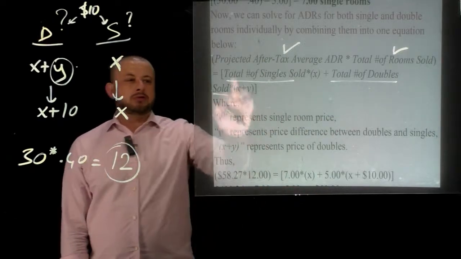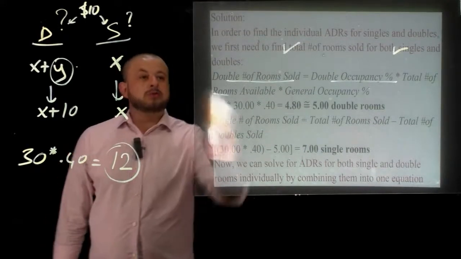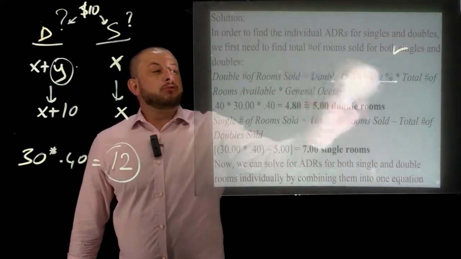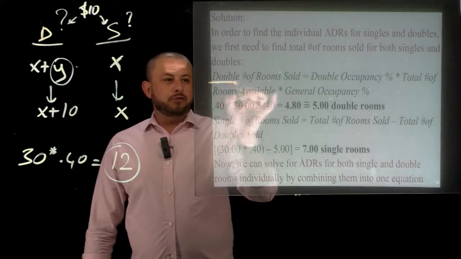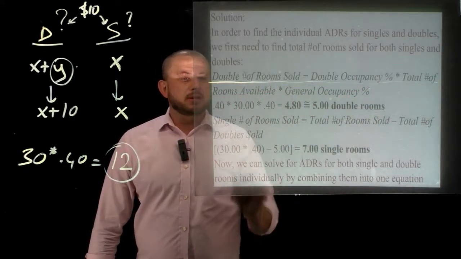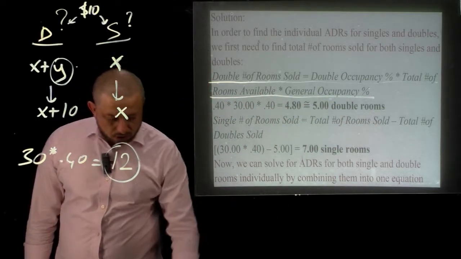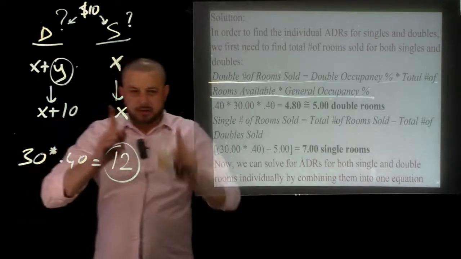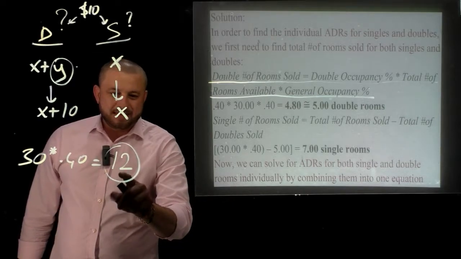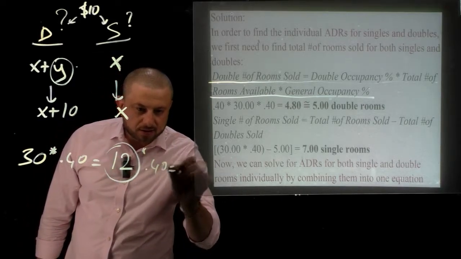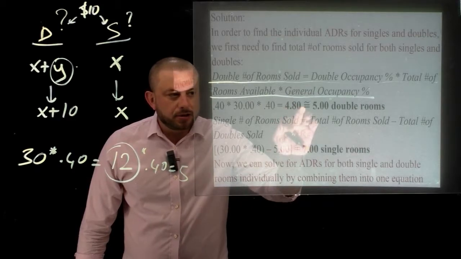How am I going to decompose total number of singles sold and total number of doubles sold? Take a look at this, guys. Double occupancy is going to help me determine number of rooms sold for singles and number of rooms sold for doubles. Double number of rooms sold is equal to double occupancy percentage multiplied by total rooms available multiplied by general occupancy. Okay? So you can solve this with two parts. Okay? You know that total number of rooms sold is 12.